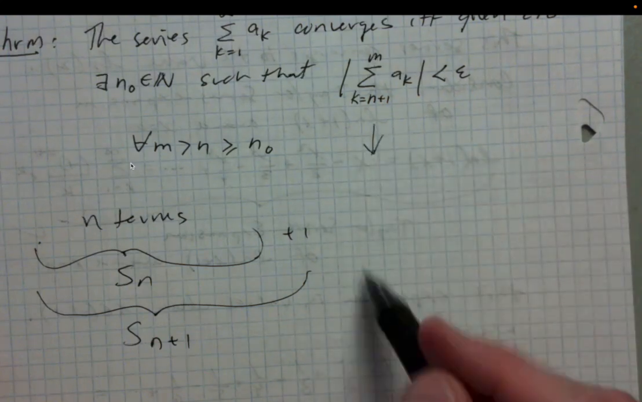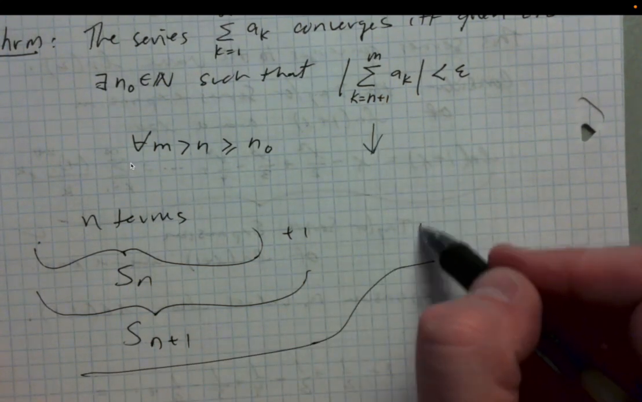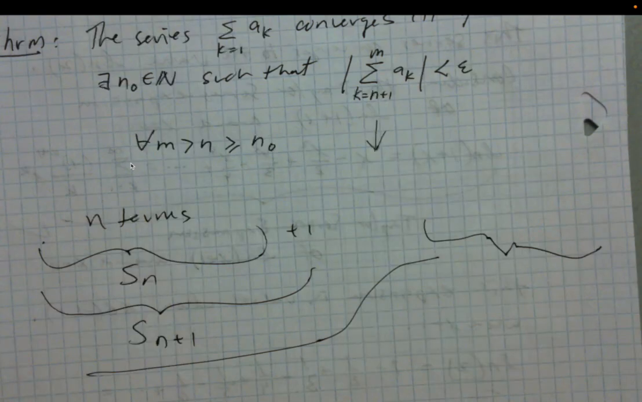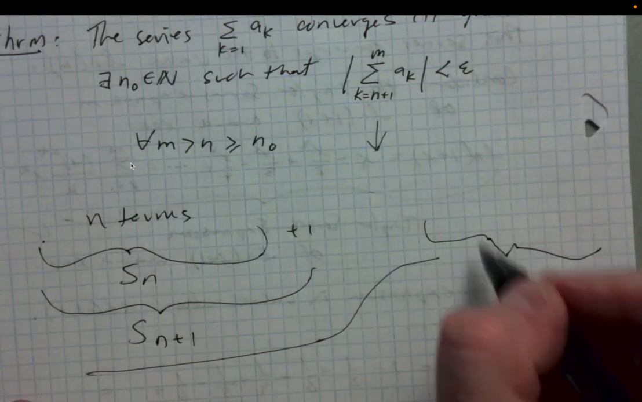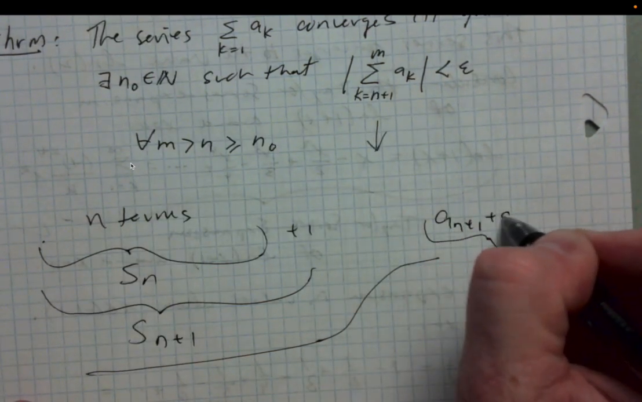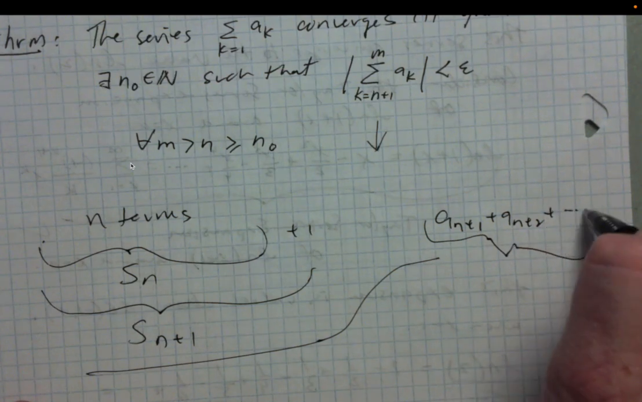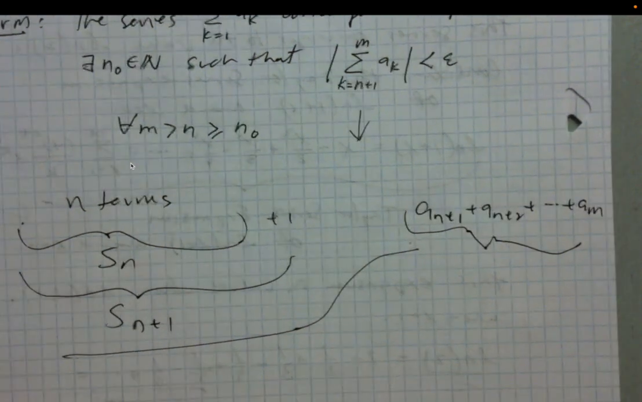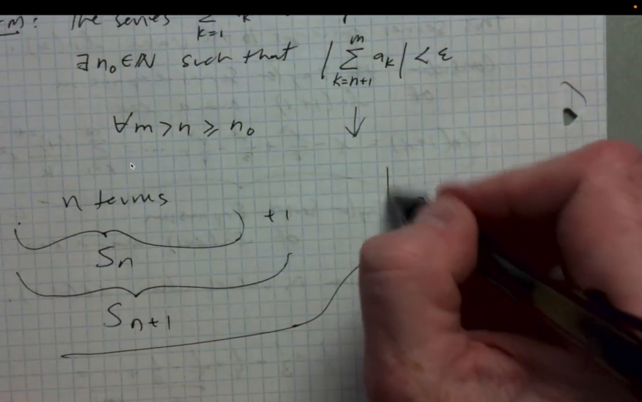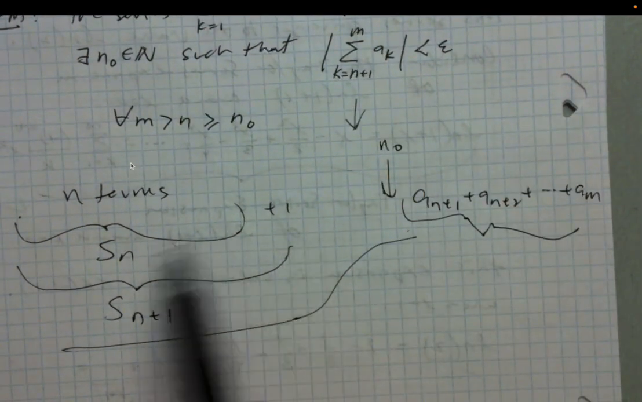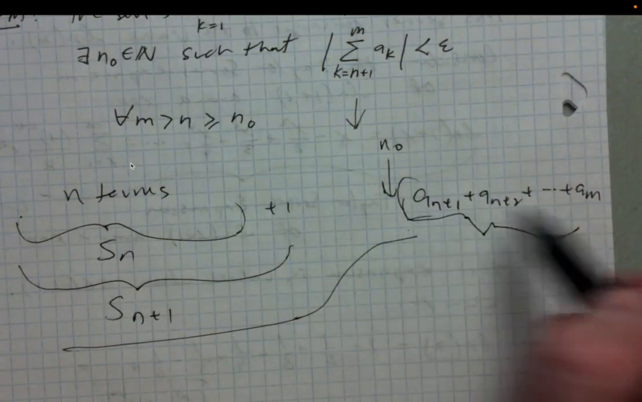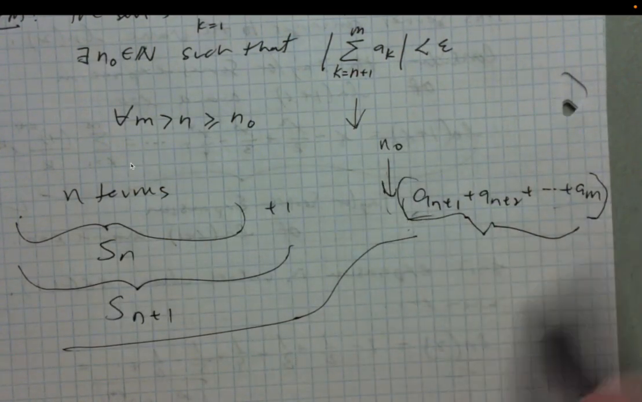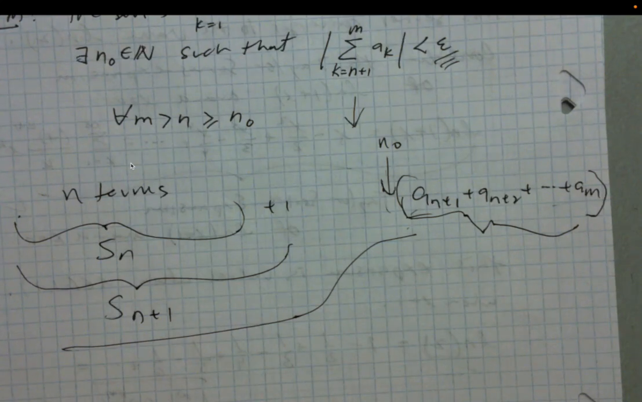What this is talking about is going way out into the series and just summing from here forward, right? So this would be like a sub n plus 1 plus a sub n plus 2 plus dot dot dot plus a sub m, where n and m can be arbitrarily far apart. But the point is I need to be able to find an n naught such that all the terms beyond n naught, when I add them together, are arbitrarily small. That should be intuitive. That has to happen, otherwise the series is certainly going to diverge.